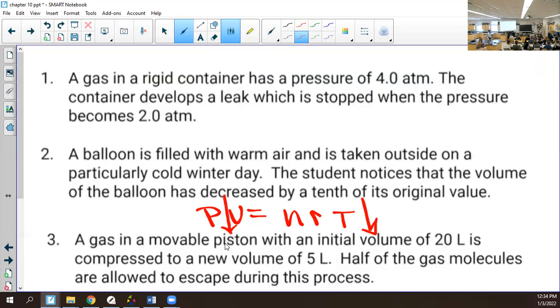And what do we think about the pressure? It goes down a little bit too. It's probably around similar, but it would go down a little bit too. N would do what? The same. Nothing leaked out or was added.